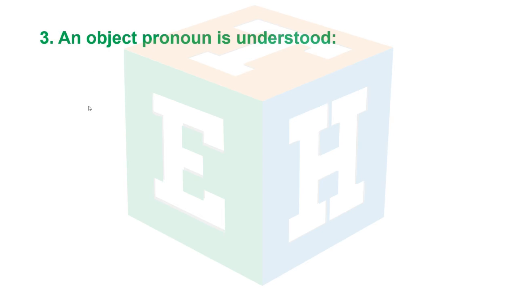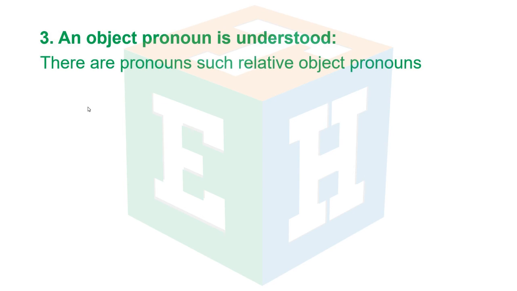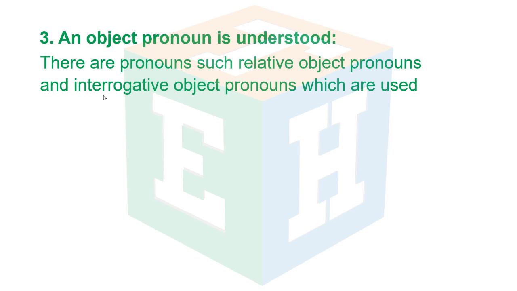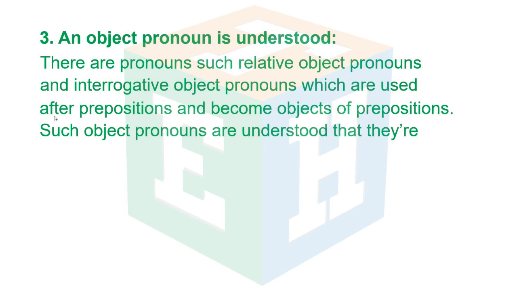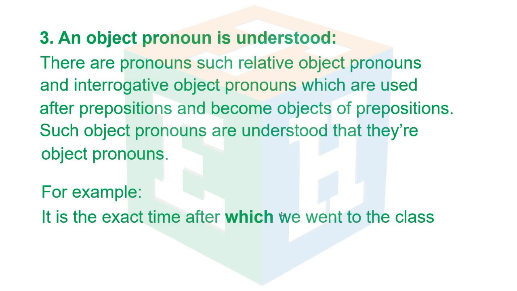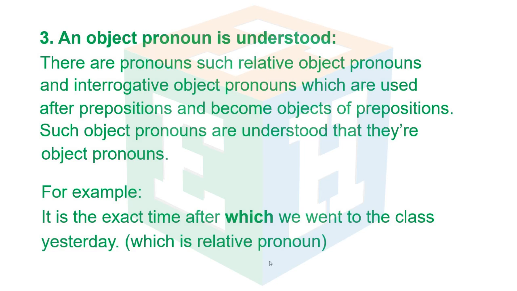Number 3, an object pronoun is understood. There are pronouns such as relative object pronouns and interrogative object pronouns which are used after prepositions and become objects of prepositions. Such object pronouns are understood that they are object pronouns. For example, it is the exact time after which we went to the class yesterday, which is a relative pronoun.